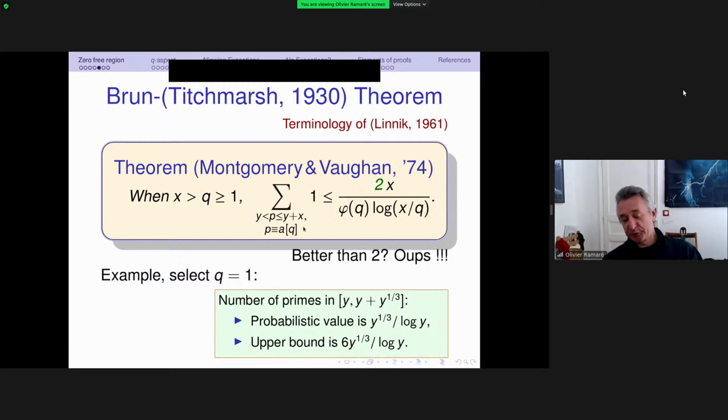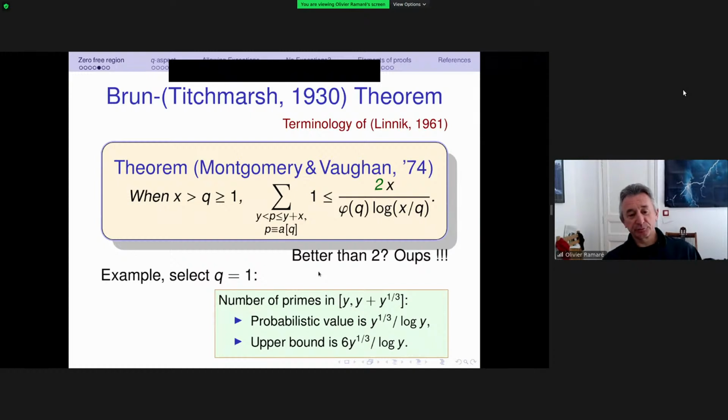So for instance, if you take q equal to 1, which is what I'm going to do soon, and you look at the number of primes in the interval between y and y plus y to the 1/3, an interval of length y to the 1/3 around y, well, the probability to be a prime around y is 1 over log y. The interval is of size y to the 1/3. So what you expect is y to the 1/3 divided by log y. And what you get with the Brun-Titchmarsh inequality is that it is less than 6 y to the 1/3 over log y. So you lose a constant, which is really the discovery of Brun.